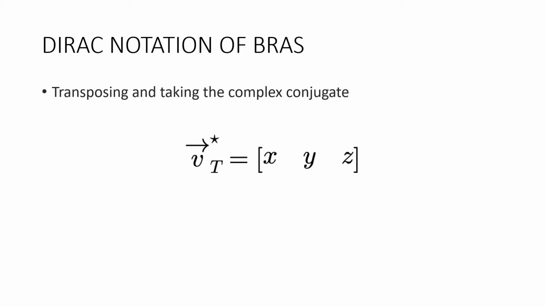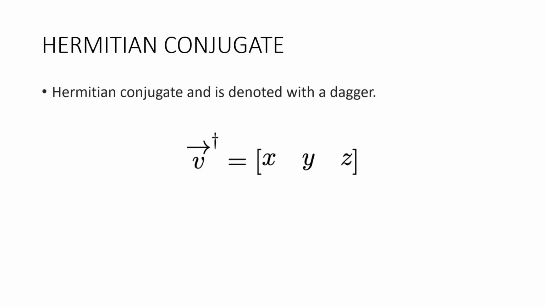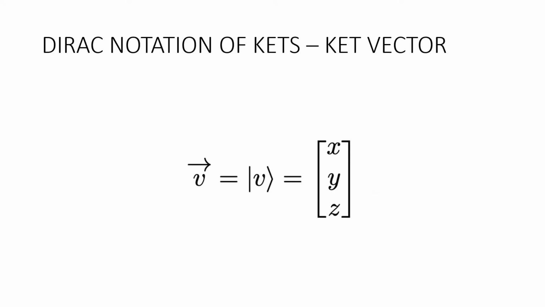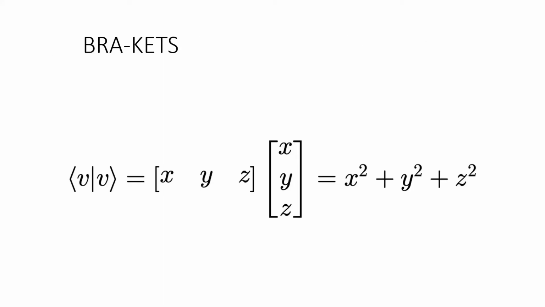This is called the Hermitian conjugate and is denoted with a dagger. Here the star represents the conjugate. Here you can see it. The Hermitian conjugate is denoted with a dagger and it is known as the bra vector. The representation of the bra vector, first it is written with a dagger. After that it is written with an angled bracket and a vertical line. It's a vertical bar and an angled bracket. Brackets contain both the bra vector and the kets.